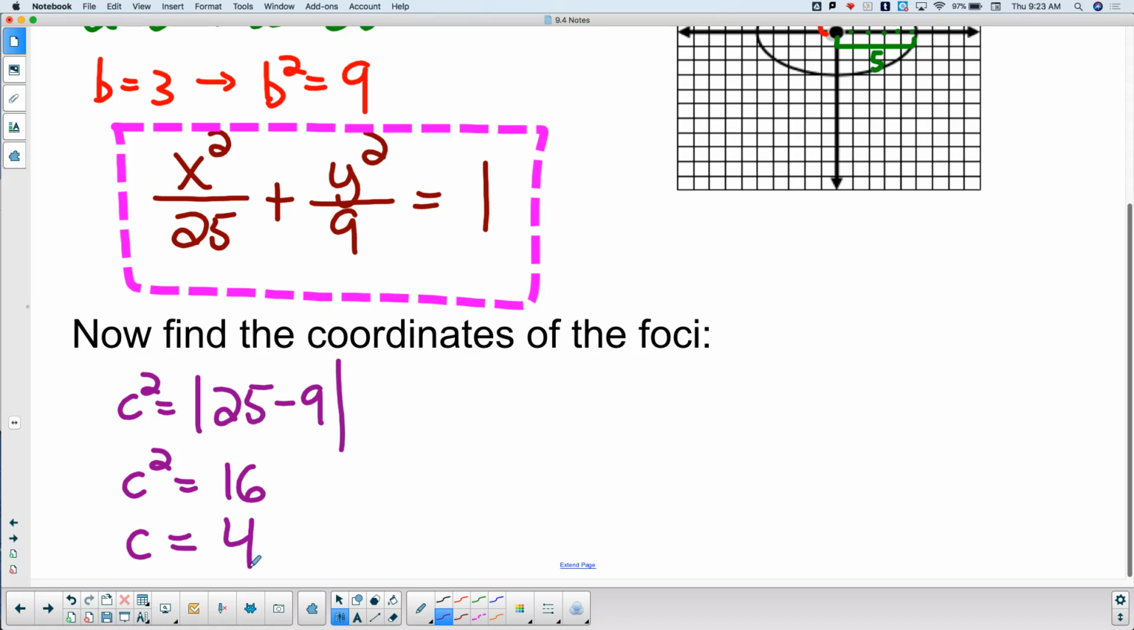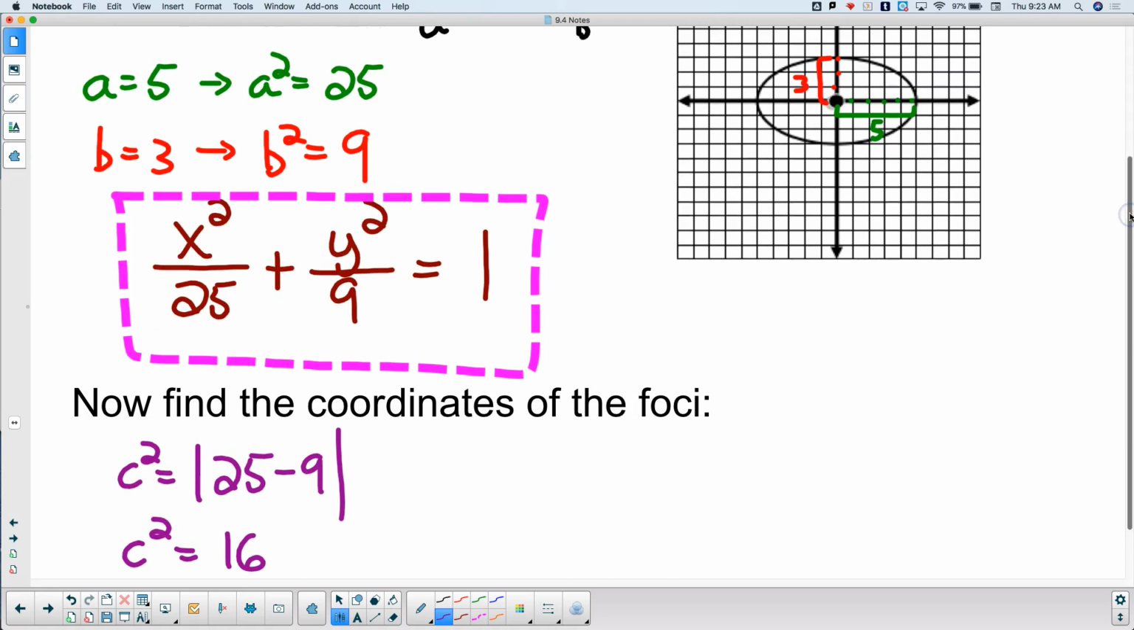Which way are my foci? Let me scroll back up to show you where the picture is. Left and right. Okay. So I have to add and subtract 4 to my vertex, or not. I'm sorry, not vertex. Center. What do you remember my center was? It was the origin. Yes. So that's gonna be 0 plus or minus 4, and then comma 0.